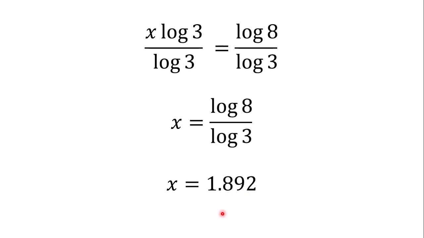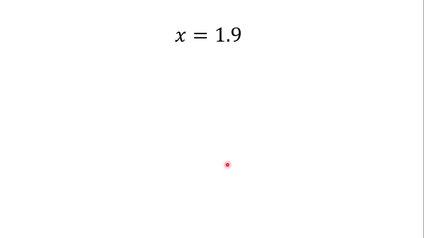Okay, so therefore x is equal to 1.9. X is equal to 1.9. That is to one decimal place.